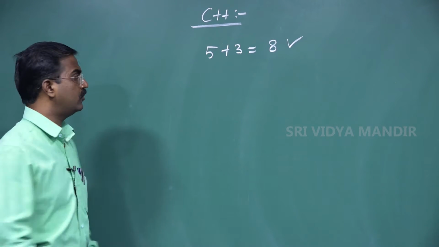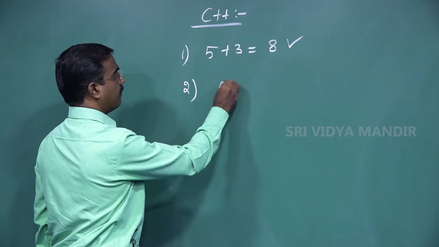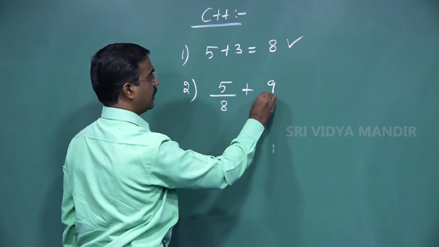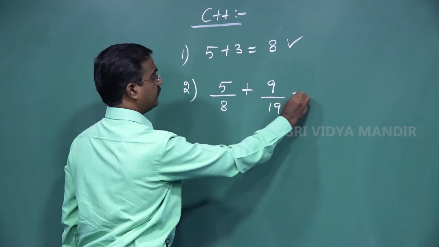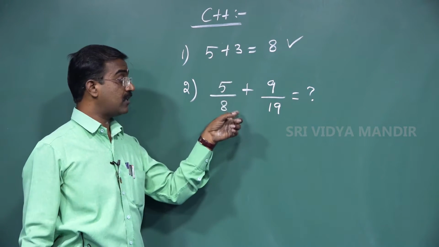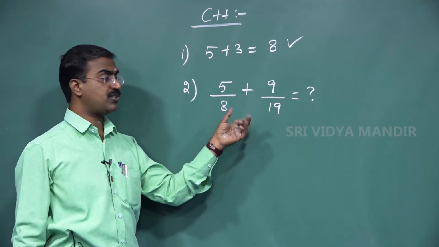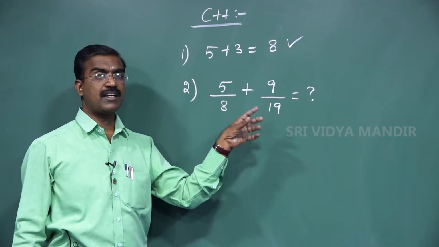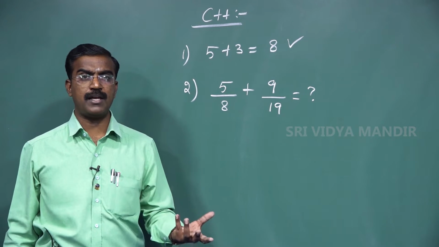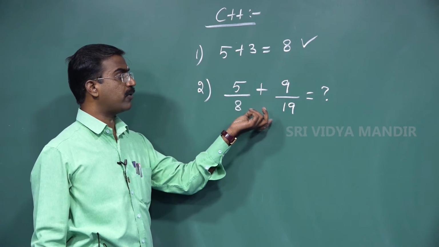Now can I ask question number 2? This was question number 1. Now question number 2: 5 divided by 8 plus 9 divided by 19 equals what? Come on, fast. So this is also addition, this is also addition. But comparing these sums, this is complicated. In this complicated situation, to solve it with an easy technique, we introduce formulas. That formula will make it a program. That's why we are introducing a program.